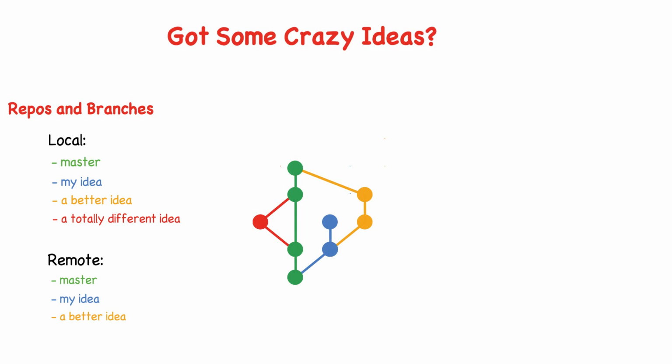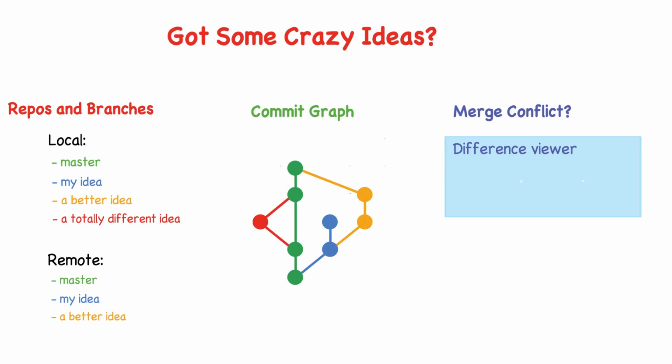When I merge these different versions, some parts of the code may be in conflict. I can view them side by side and decide for each chunk of code which version I want to go with.